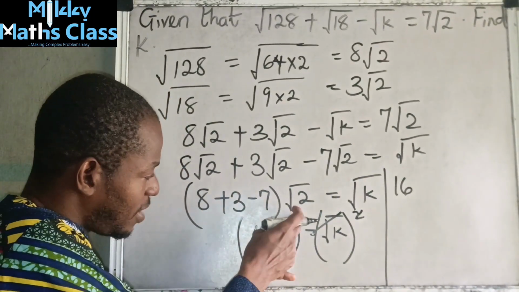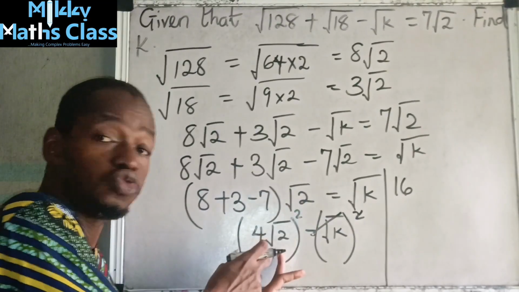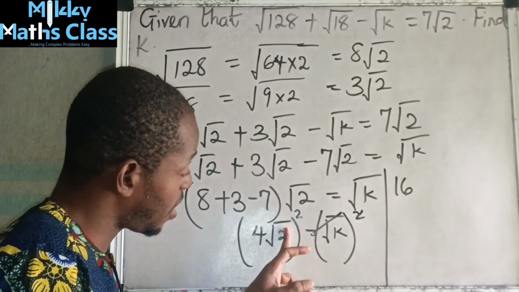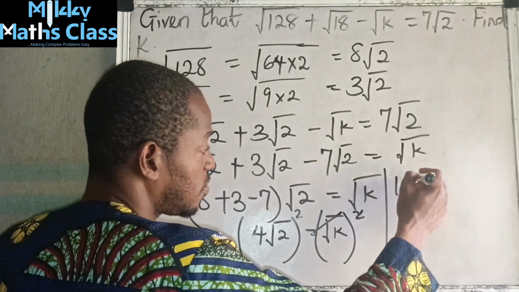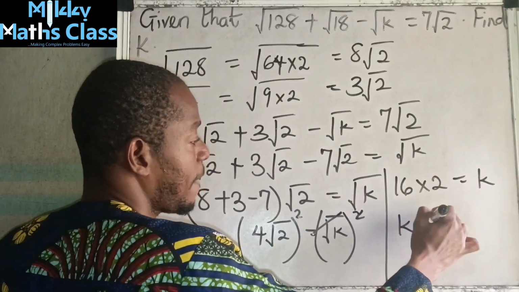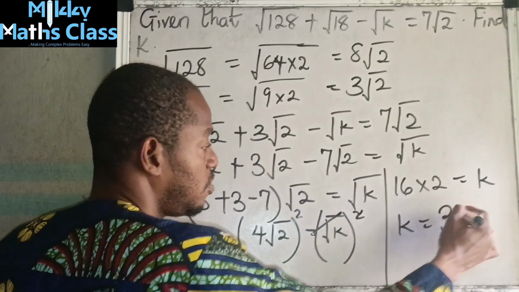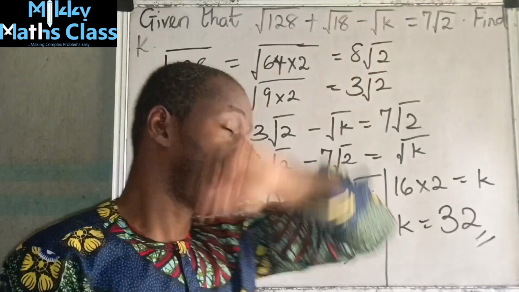Now look at this square here. This is 4 raised to the power of 2, and root 2 raised to the power of 2. The square will cancel the square root. So that becomes times 2 is equal to k. So our k is equal to 16 times 2, which is 32. So the value of k is 32.